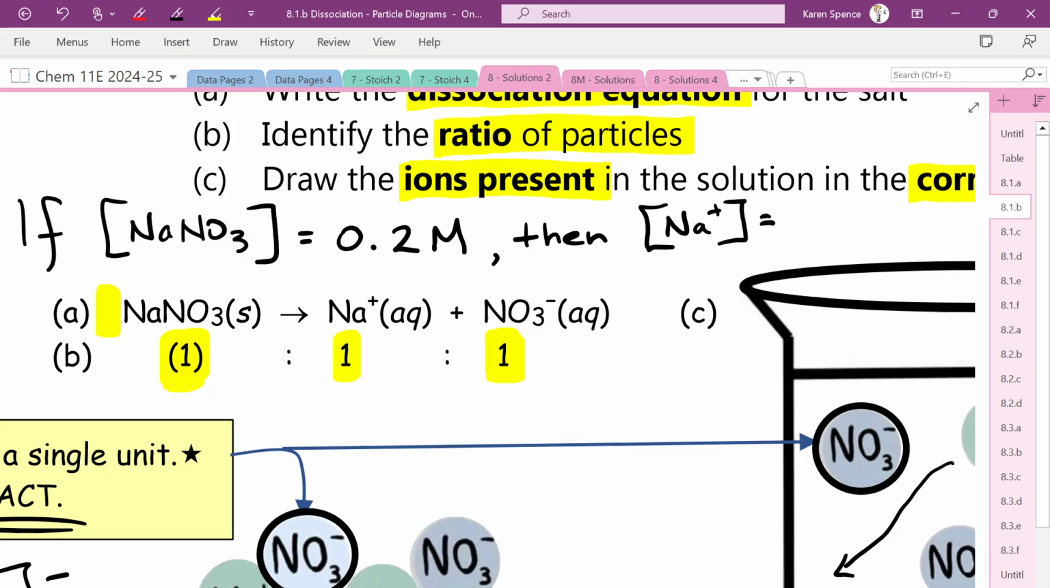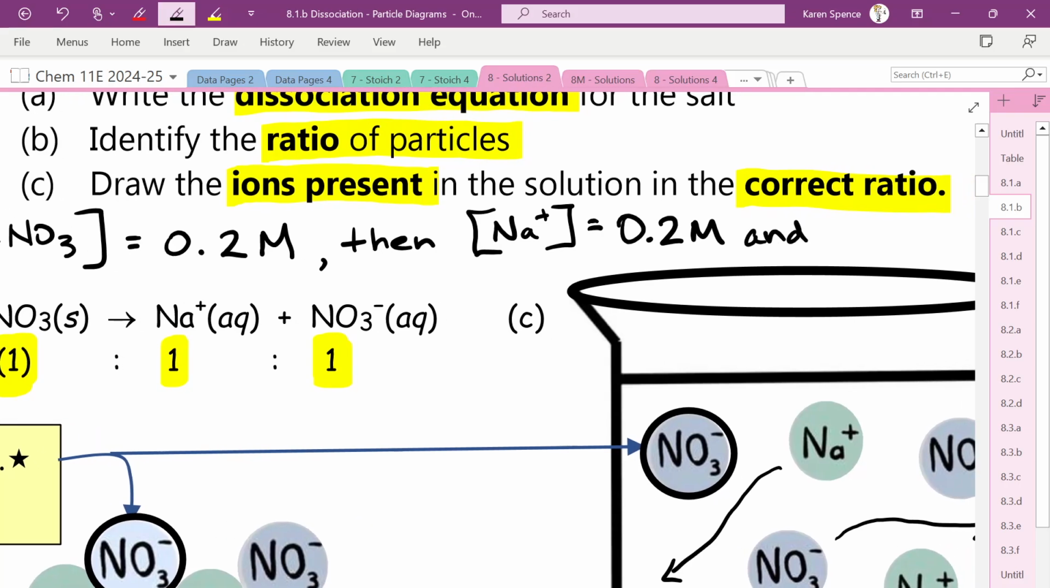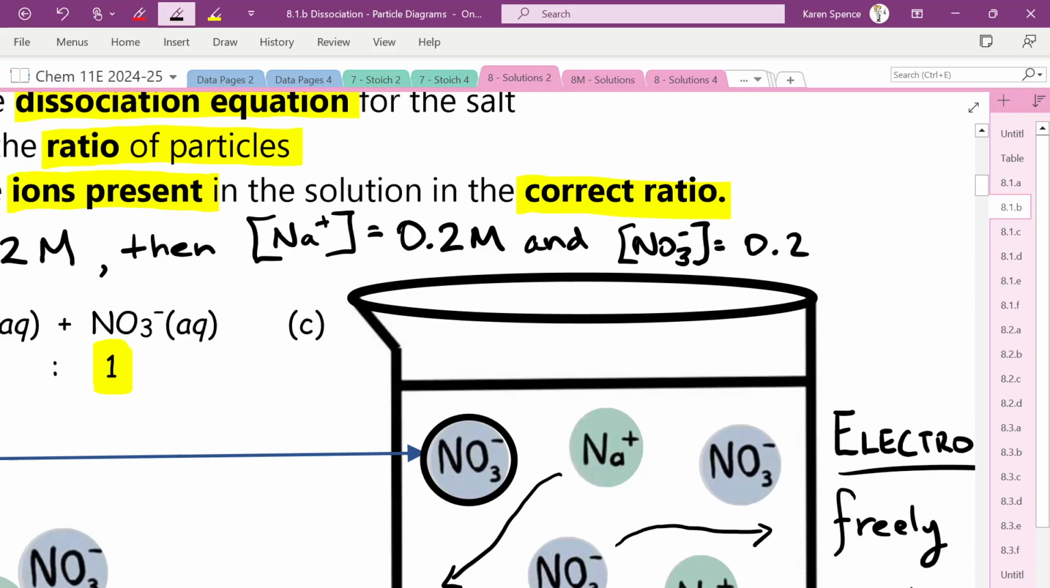What's the ratio? 1 to 1 to 1. So if I have 0.2 molar NaNO3, what is the concentration of Na plus? 0.2 molar. Yep. And what is the concentration of NO3 minus? 0.2 molar. So stoichiometric ratios, the mole ratio works for ions in a dissociation equation, just like it does for any other sort of reaction, okay?